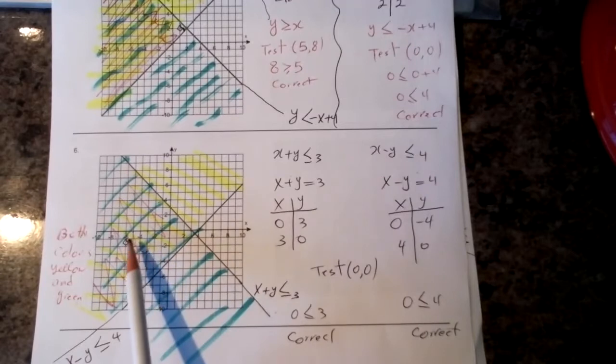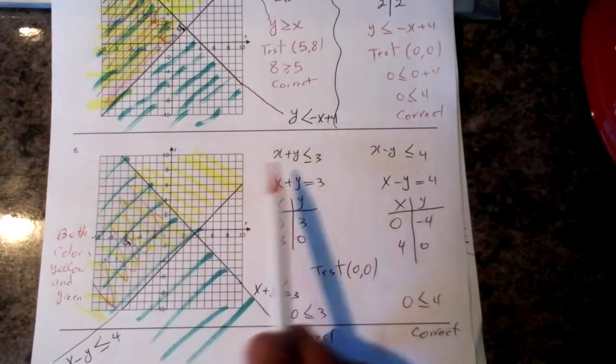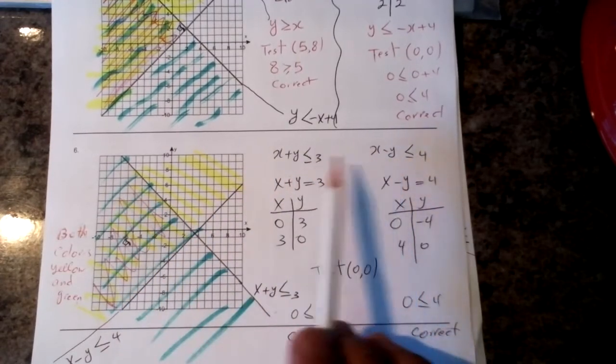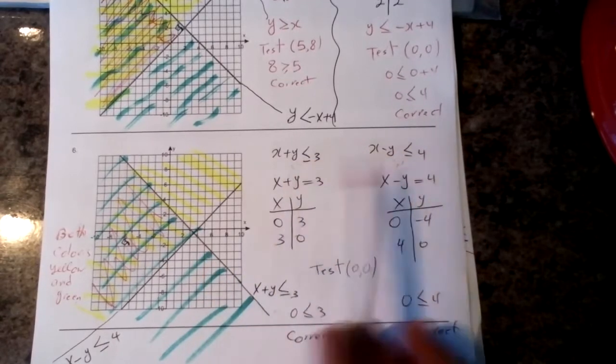It means if you pick any point here and read the coordinates, if you take that and substitute for x and y, it works in both equations, both inequalities. It works on both of them.